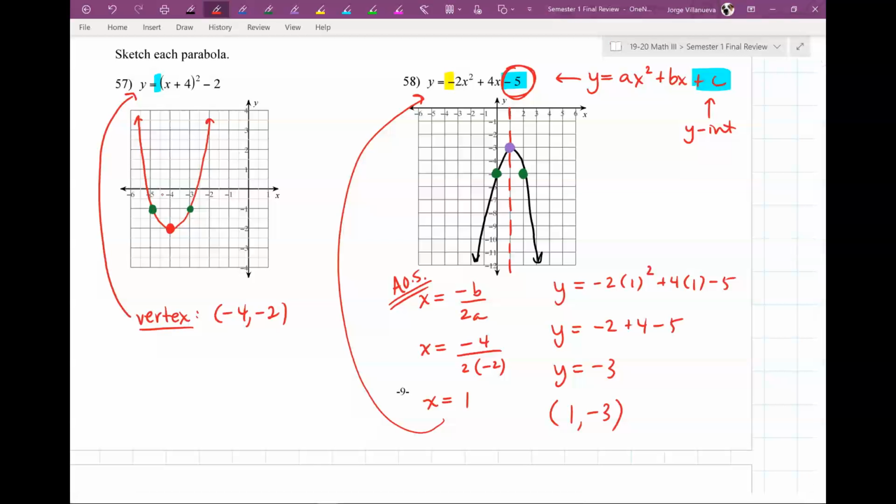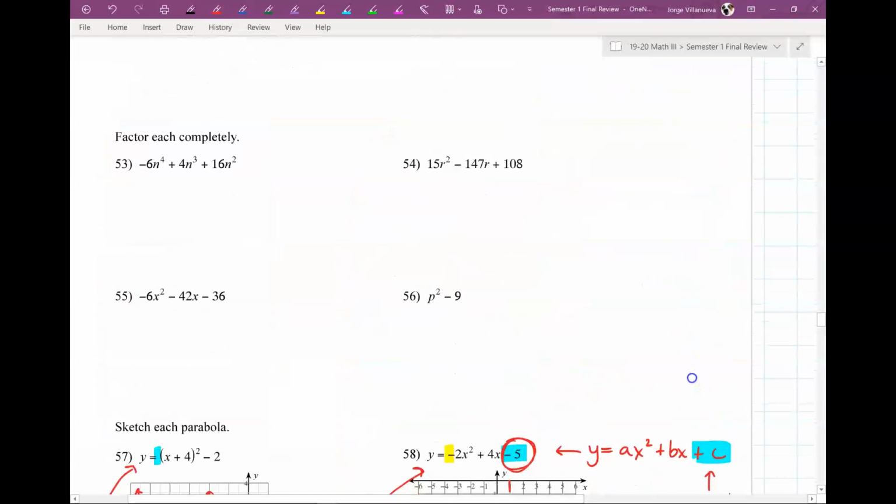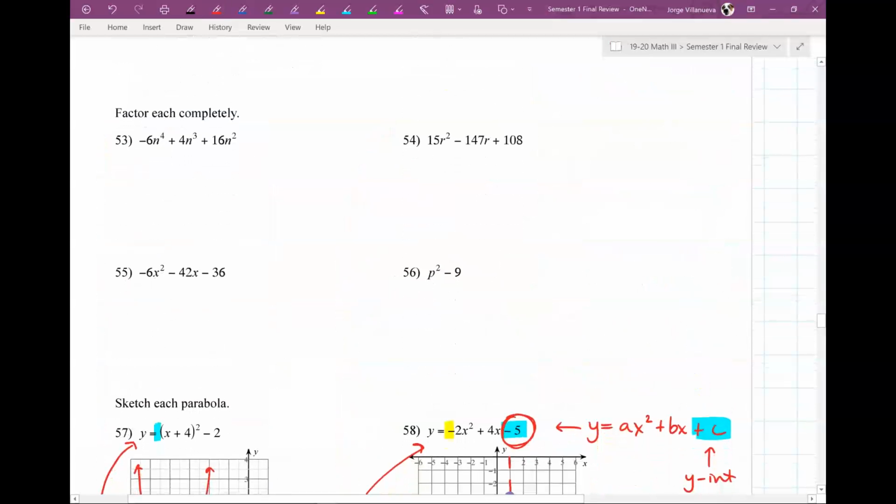All right, number 54. Let's go to 54. Factor each completely. Number 54: 7r squared minus 147r plus 108. Can they all be divided by 6? Let me check. I'm going to need my calculator for this, so give me a second here.